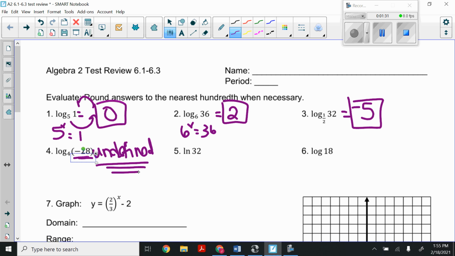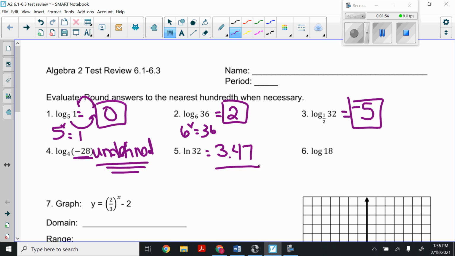Number 5, the natural log of 32, okay? Again, this would be like saying e to what power equals 32? We don't know, that's not going to give us a nice whole number, so this is where we use the calculator. So in our calculator, we type in natural log of 32, and we get, to the nearest hundredth, so that's 2 decimal places, 3.47.